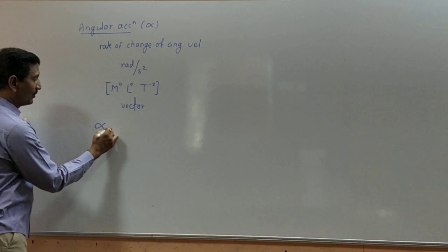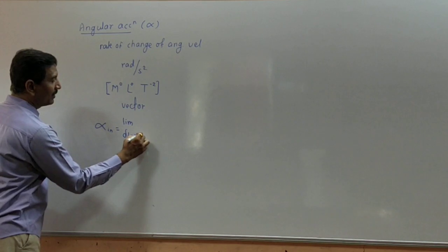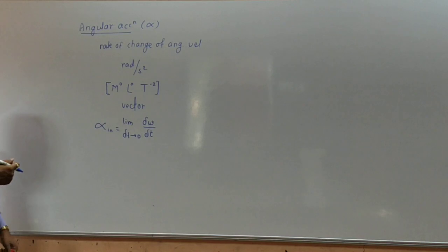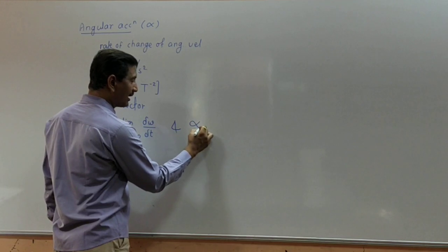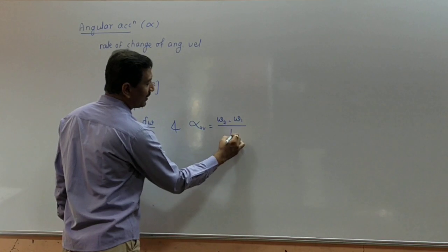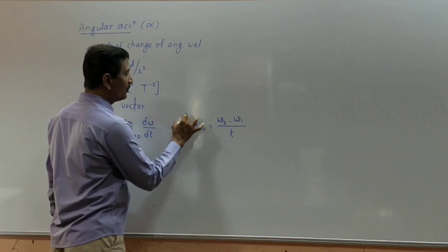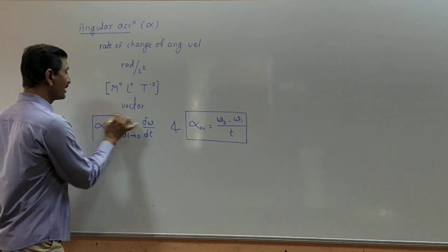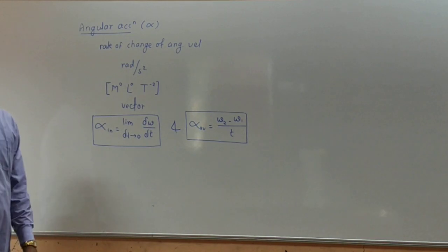Instantaneous angular acceleration is the limiting case of the rate of change of the angular velocity, that is the limit delta t tends to 0 of delta omega upon delta t. And average angular acceleration is nothing but change in angular velocity upon time. Means alpha is equal to omega 2 minus omega 1 upon t. And instantaneous is the limiting case, limit delta t tends to 0 of delta omega upon delta t.